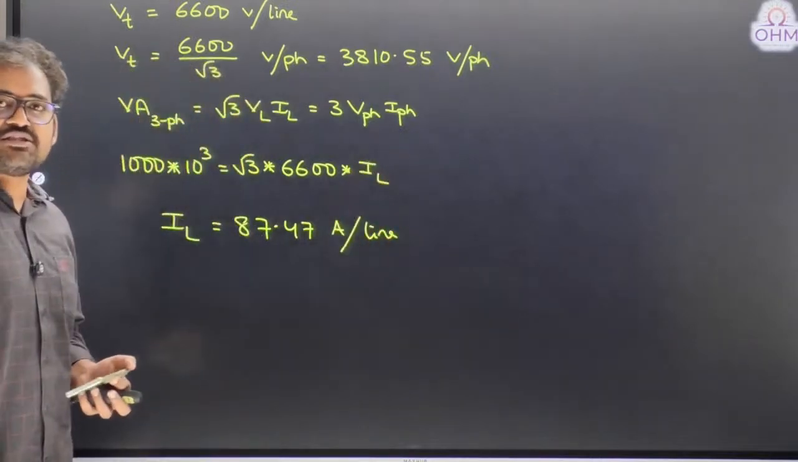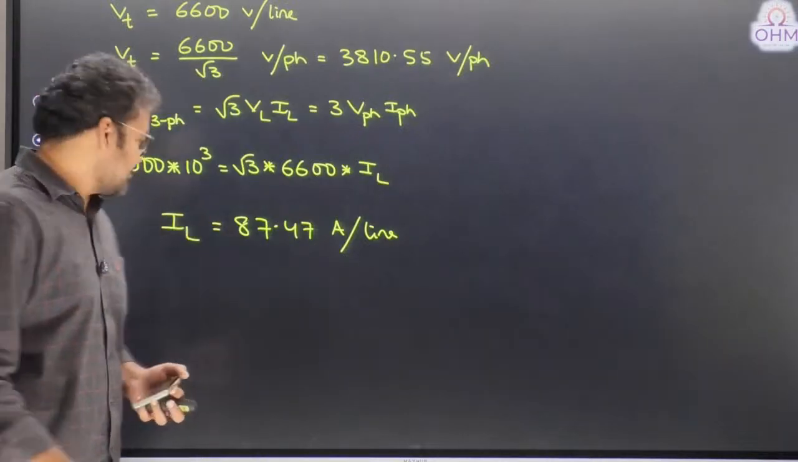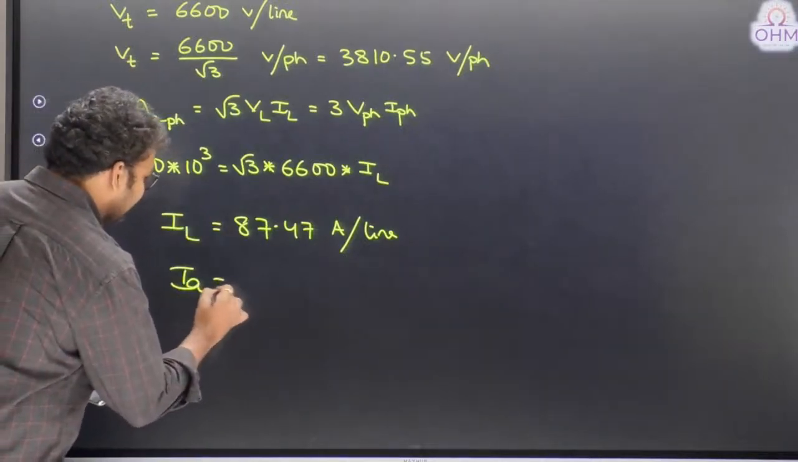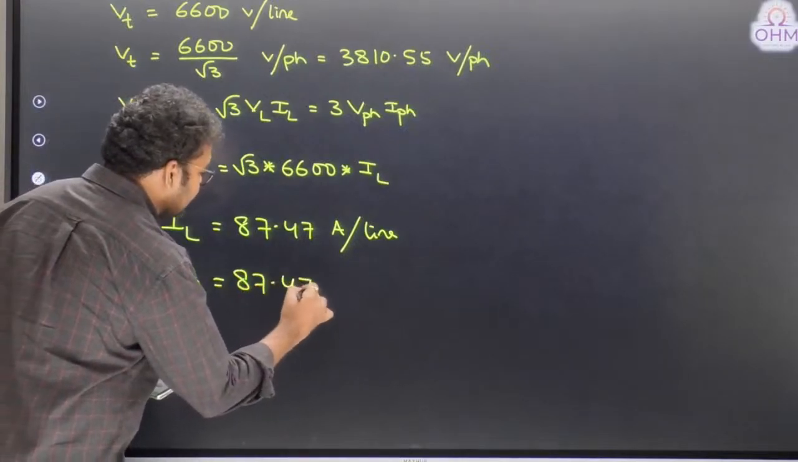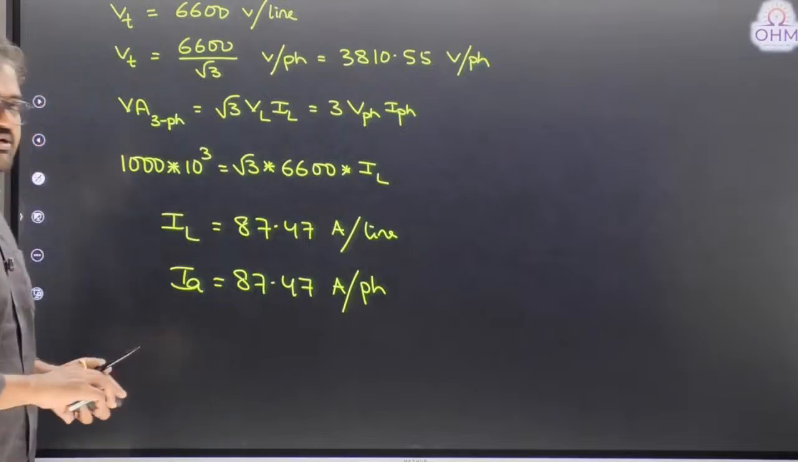If you know line current, then what is a phase current? Same value. Why? Because the given circuit is a star connection. Therefore, the phase current is also 87.47 ampere per phase. Correct?